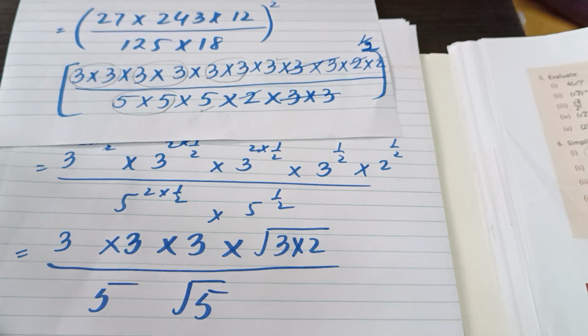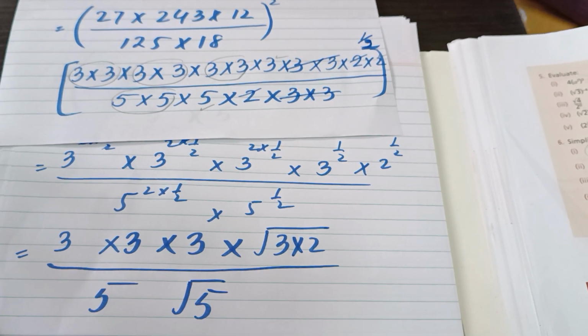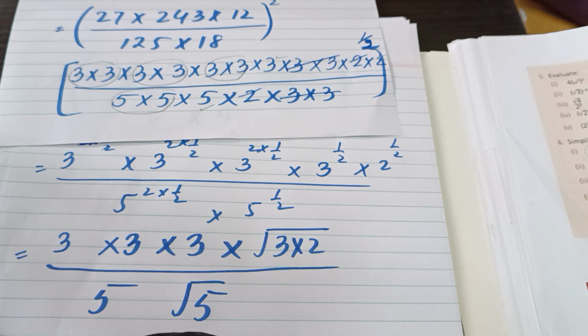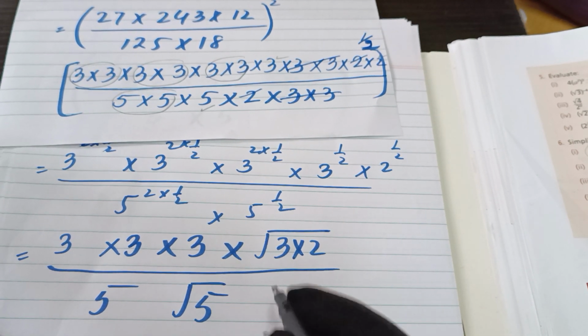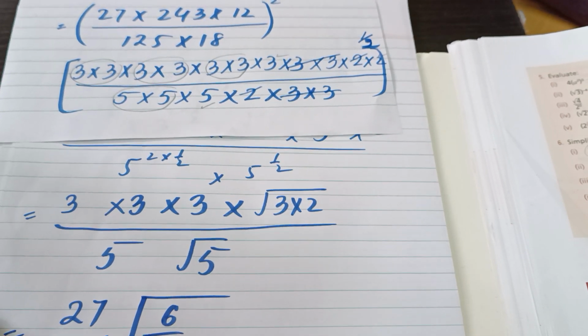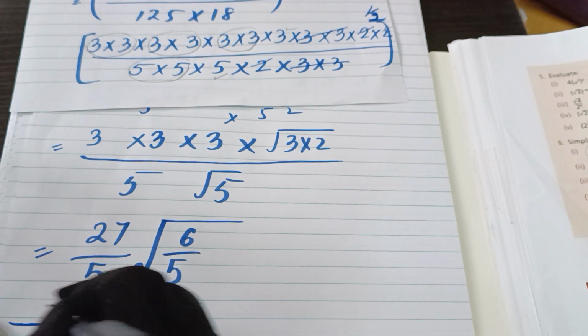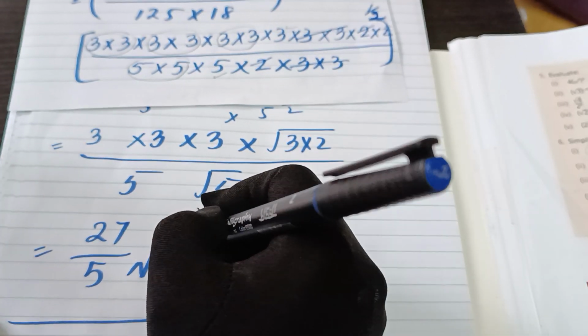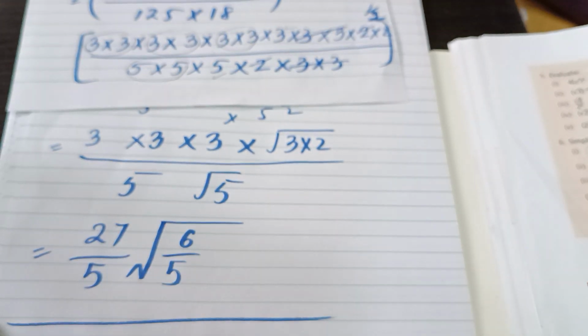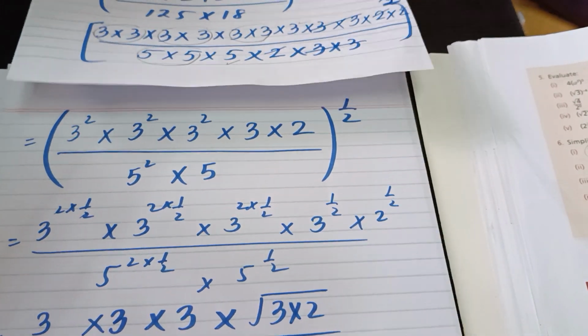This power is cancelled. 3 times 3 is 9, 9 times 3 is 27 over 5. And these can be combined in one square root: 3 times 2 is 6 over 5. So this could be the final answer. 3 and the square root of 6 over 5, combined together in one square root. So like this it is completely solved.